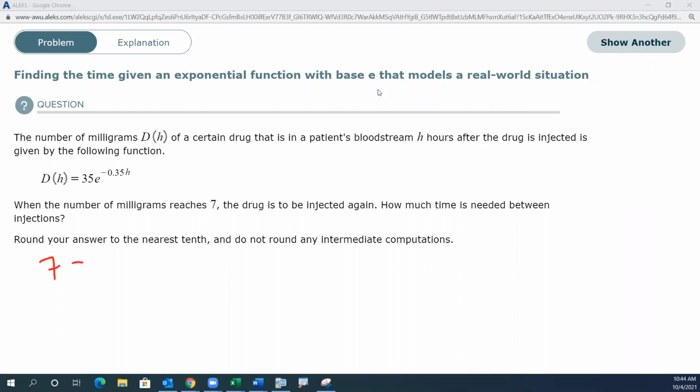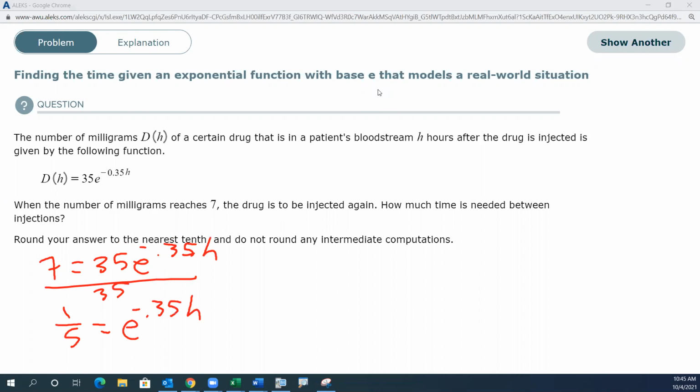So plug in 7 for D of H. You got 35, yeah, okay. And then divide both sides by 35. So you get 7/35. That's going to be 1/5 when you cancel the 7s. And now I have an exponential function. Now it really is an exponential form, ready to be converted to log form.